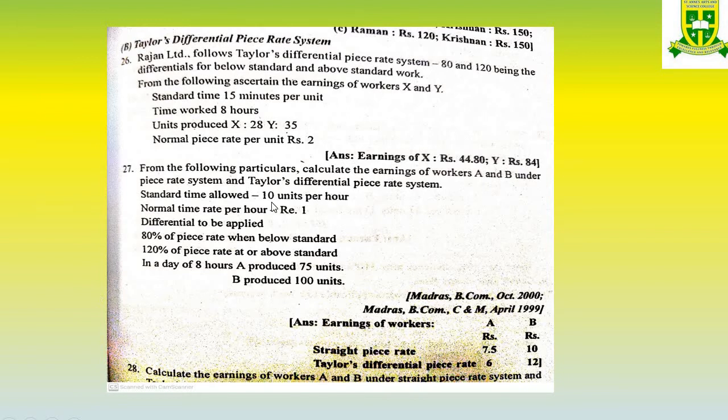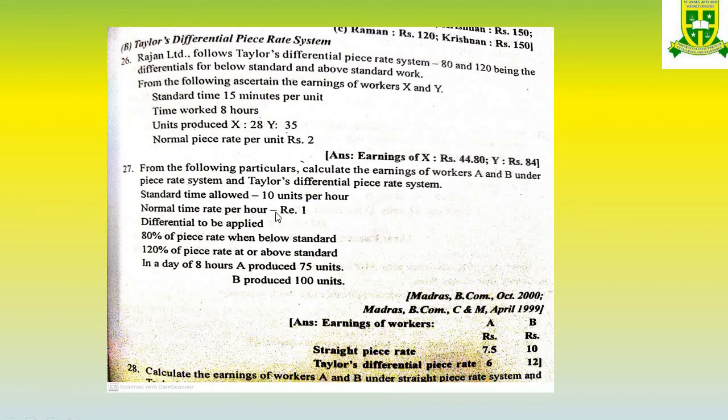So what you have to do? What is the per day? How many hours can you work? 8 hours. So standard output will be 10 into 8, 80 units. Here the normal time rate per hour is given. No piece rate has been given, so you have to convert it into piece rate.